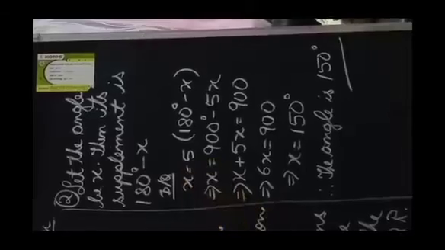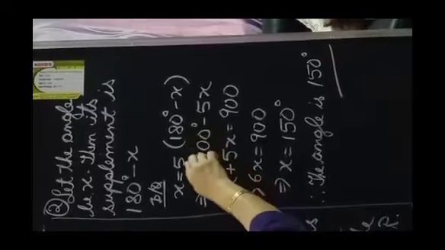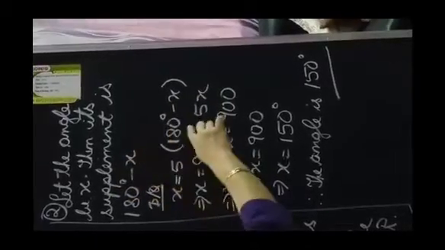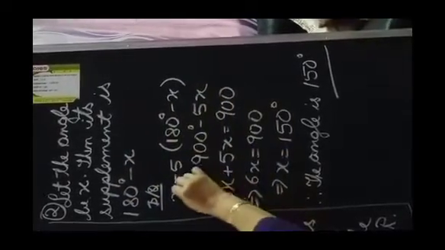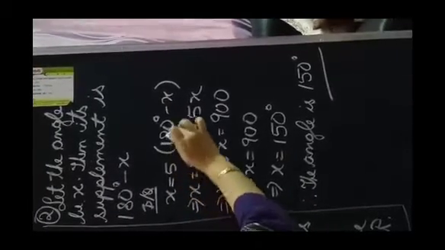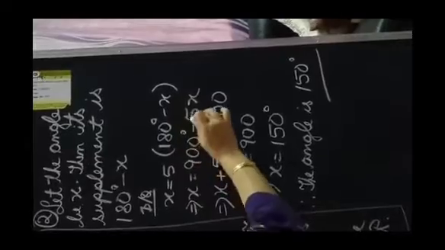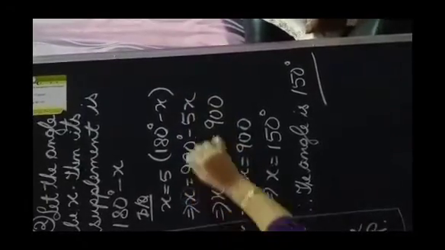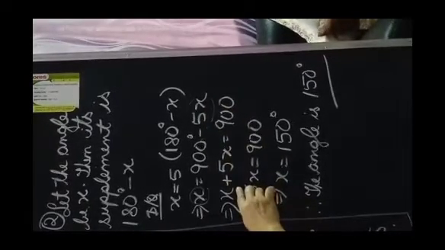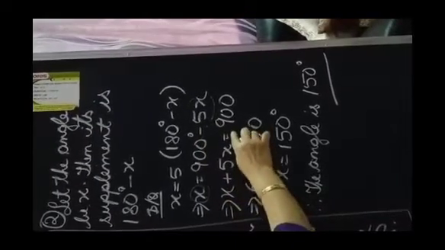So what is given according to the question? x is equal to 5 times its supplement. So 5 into the supplement of the angle, that is 180 degrees minus x. When you solve this, keep x on the left hand side, since you have to find its value. Now 5 into 180 is 900 degrees, minus 5 into minus x is equal to minus 5x. Now this is x and this is minus 5x. So I will bring this 5x to the left hand side, and since it is negative, it will become positive. So x plus 5x is equal to 900.